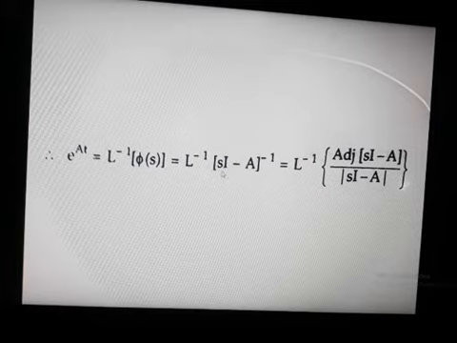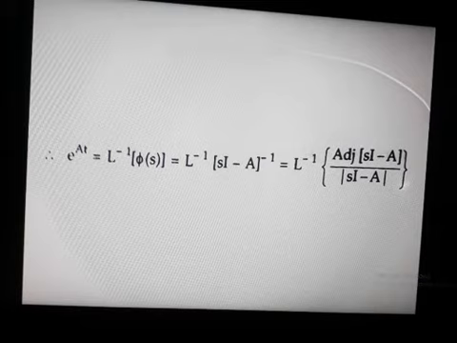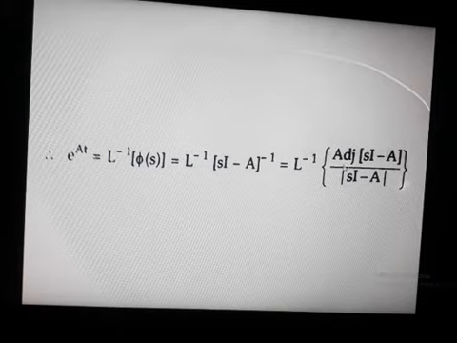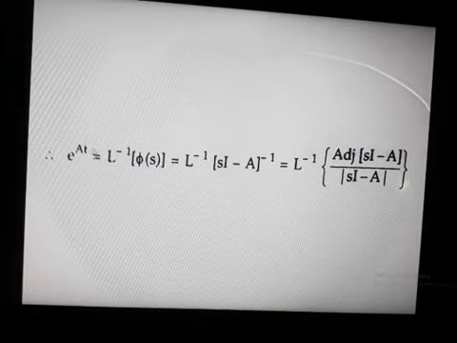Here A is a matrix of order n by n. So here also we can write it in a similar way. I is the identity matrix. I use the identity matrix with this operator s, with n by n order. Then sI minus A whole inverse we can write as adjoint of sI minus A by determinant of sI minus A, and then take the inverse Laplace. So remember this formula. It will be useful to find our e power At from the given matrix A.